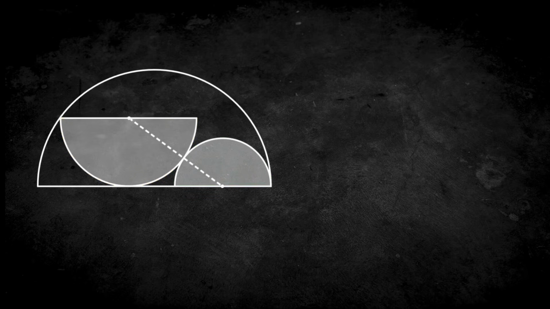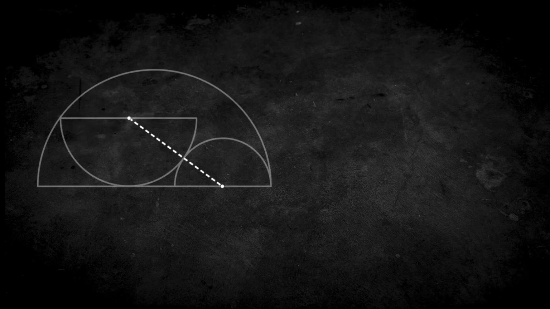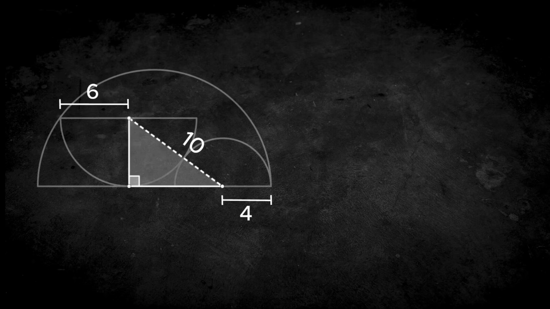Let's connect the centers of the two semicircles by a line segment. Since the radii are 6 units and 4 units, the length of the drawn segment is 6 plus 4, which is 10. We have formed a right triangle as shown, where the hypotenuse is 10 and the shorter leg is 6, which is just the radius of the inverted semicircle.